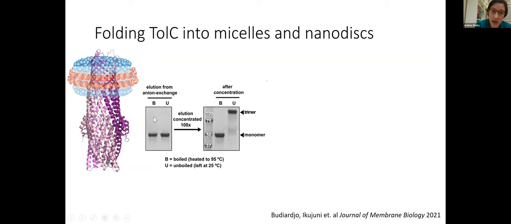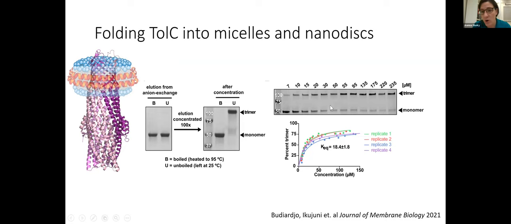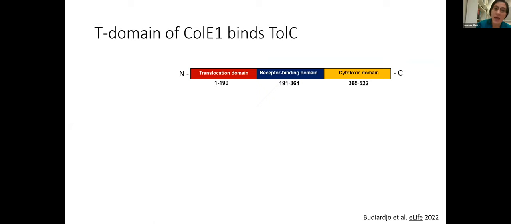But once you concentrate in the presence of micelles or nanodisks, then when it's boiled, you still see it decompose into a monomer. But when it's unboiled, you can see it as a trimer. And in fact, you can even see as you concentrate it more and more, there's more and more trimer. Okay, so now we can get TolC and we can work with it really easily. And so now we need the colicin E1 protein. And so here's the T, R, and C domains. We're just going to start with the T domain.